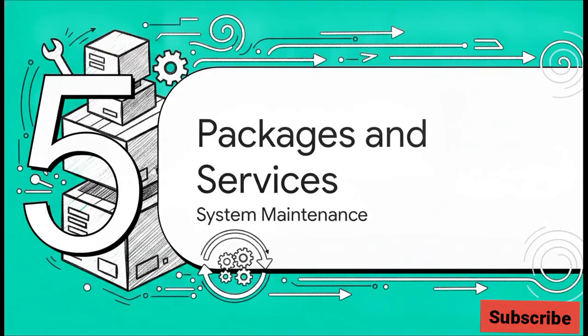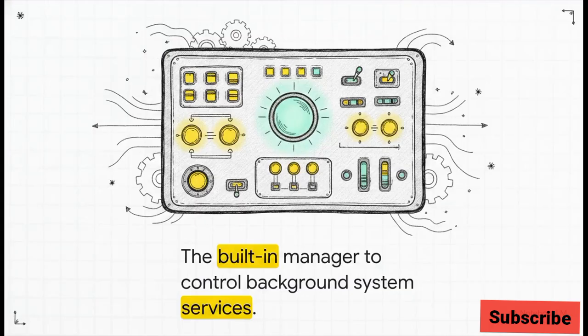All right, last but not least, Section 5, Managing Packages and Services and System Maintenance. Services are essentially programs running quietly in the background, like a remote SSH connection, for example. In Kali, the absolute ultimate control center for these background services is a built-in manager called systemctl. It uses really simple verb-based commands. You just type systemctl, then tell it what you want to do, like start, stop, restart, or status, followed by the name of the service, like Apache 2. It is incredibly clean and efficient.